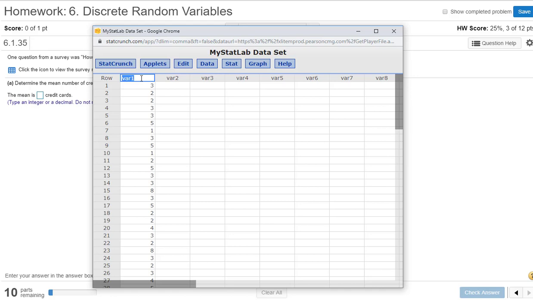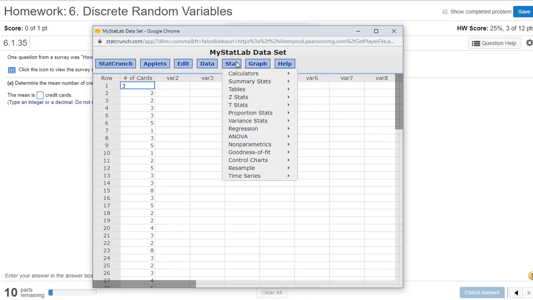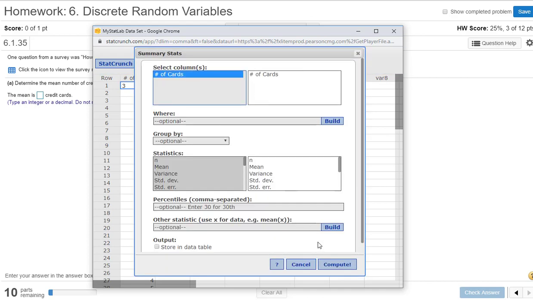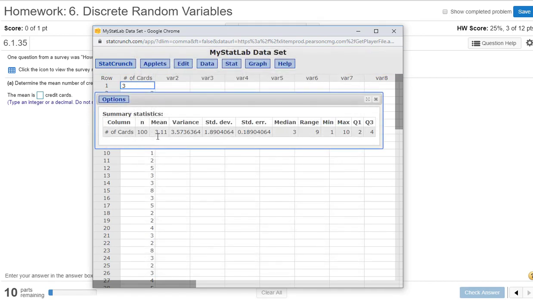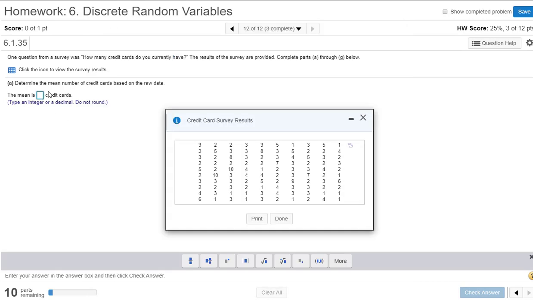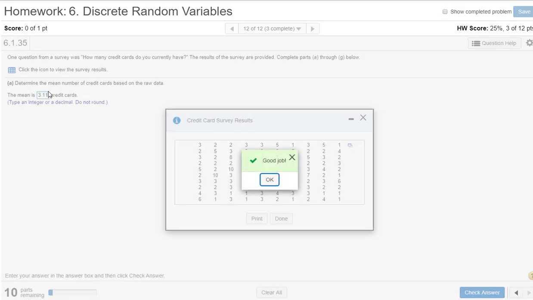Okay. I'm just going to go ahead and relabel this number of cards. Don't have to do that, but I like doing that. And let's find the mean. So just go to Stat, Summary Stats, Columns, and number of cards, and press Compute. So there's our mean, 3.11. And it says do not round, so hopefully that'll work. Good.